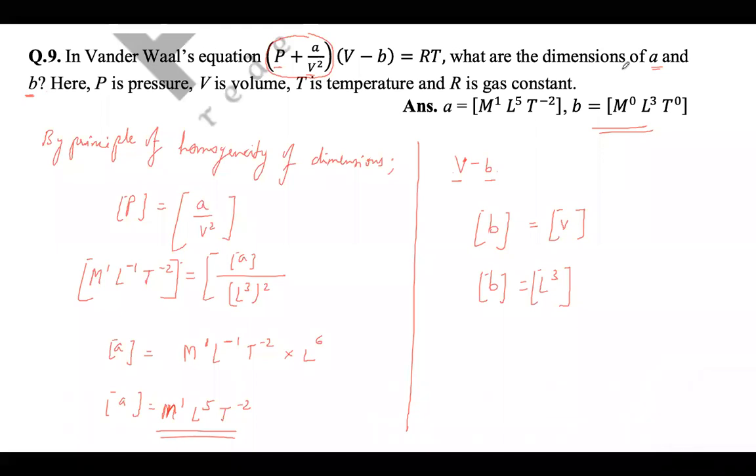So you can add two quantities only when they have same dimension. Similarly, you can subtract two quantities only when they have same dimension. आप दो क्वांटिटी को ऐड तभी कर सकते हैं जब उनका डायमेंशन सेम है. उसी तरह आप दो क्वांटिटी को सब्ट्रैक्ट तभी कर सकते हैं जब उनका डायमेंशन सेम है. तो यहाँ पे P और A बाय वी स्क्वायर दोनों का डायमेंशन सेम होना चाहिए, और उसी तरह V और B का भी, तभी आप ऐड और सब्ट्रैक्ट कर सकते हैं. और यही हम लोगों ने इस क्वेश्चन में किया है, और फाइनली A और B का डायमेंशन निकाला है. क्लियर है बच्चों?